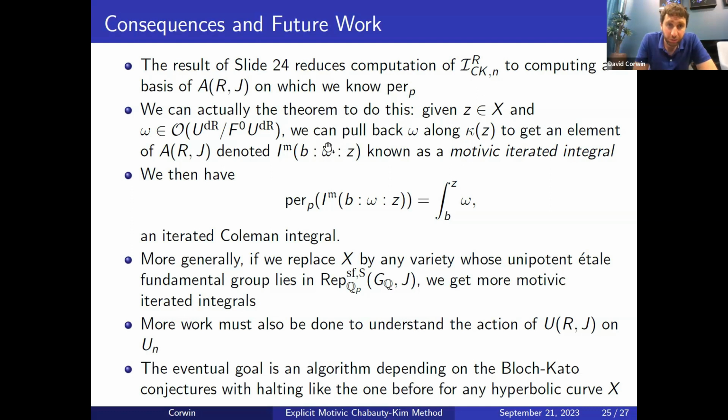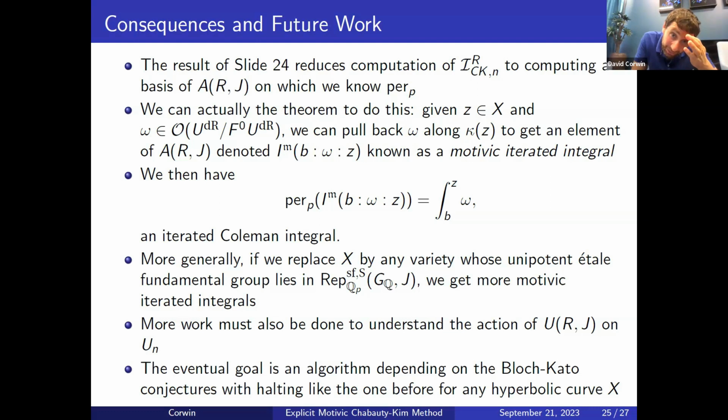And so we actually denote this by I^MB omega z. This is following notation of maybe Goncharov and others, and it's known as a Motivic iterated integral. So you should think of it as being like the integral from b to z of omega. B, by the way, is the base point. When you do the Chabauty-Kim method, you have an underlying base point.